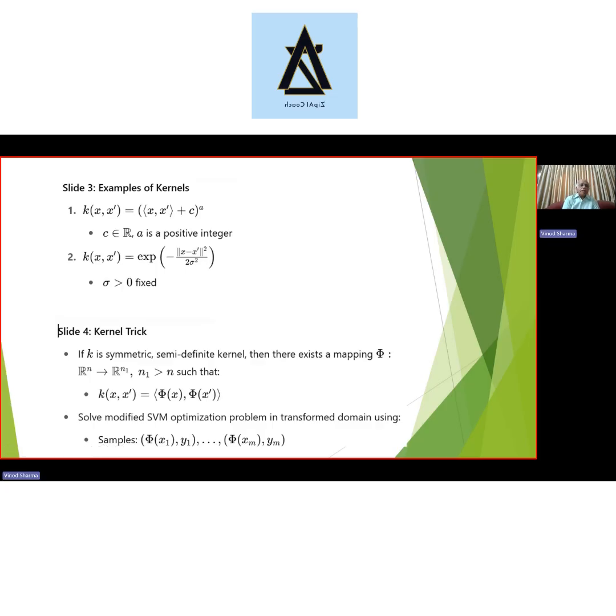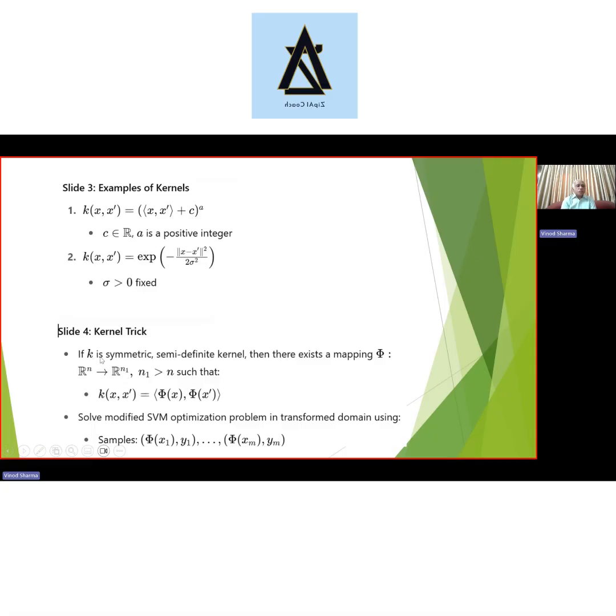So once we have chosen for our problem a symmetric, positive semi-definite kernel, it could be one of the above kernels, then this theorem says that there exists a mapping phi. It's a nonlinear mapping from Rn to Rn1, where n1 is larger than n, often very large, such that k(x, x prime) is the inner product of phi(x) and phi(x prime). In other words, this k is the inner product in the transformed larger dimensional space.